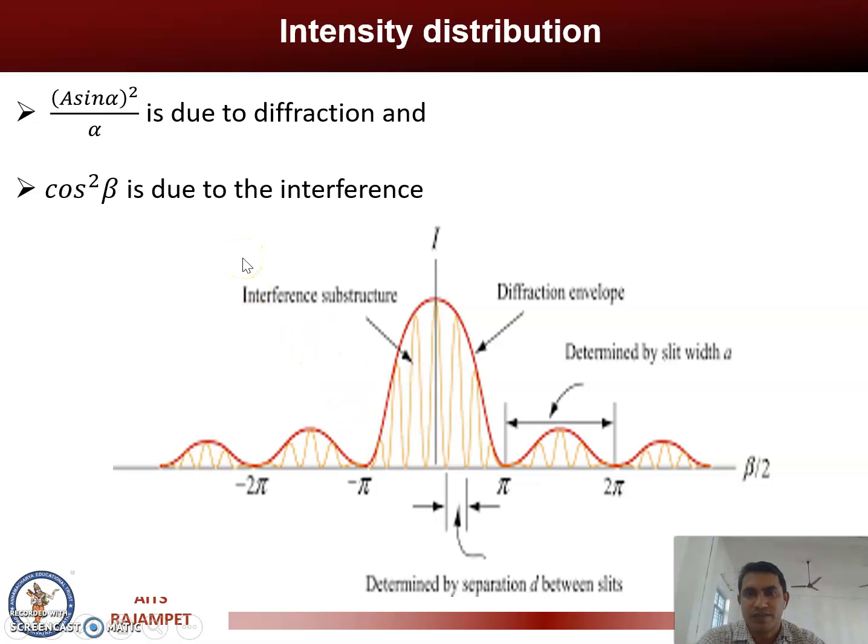What is the main difference between single slit diffraction and double slit diffraction? In single slit diffraction, the distance between the maxima and minima will decrease as you go away from the central maxima. In the case of the double slit experiment, the distance between the maxima or minima positions will be constant.